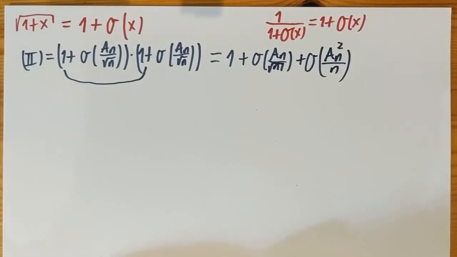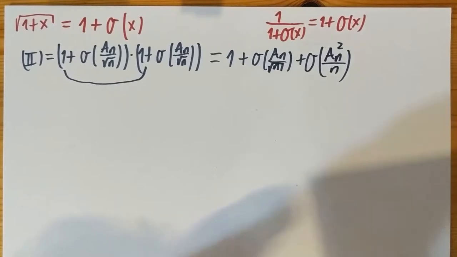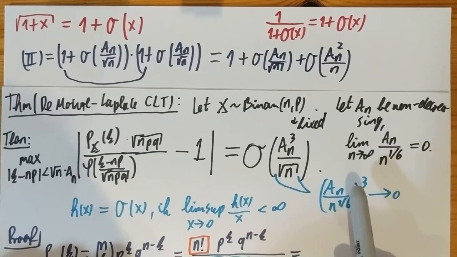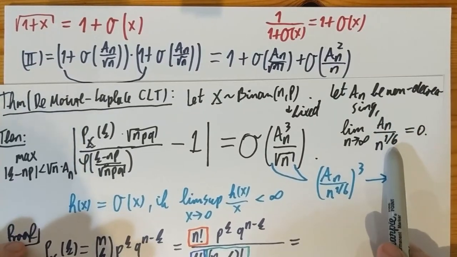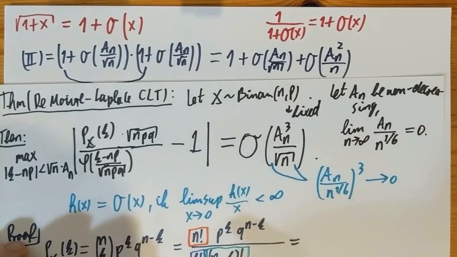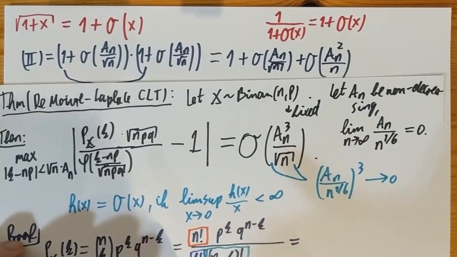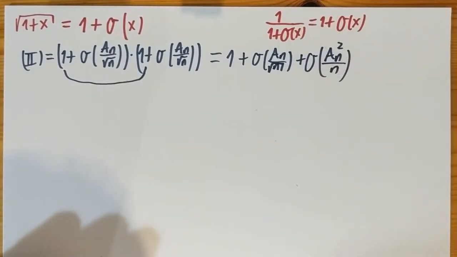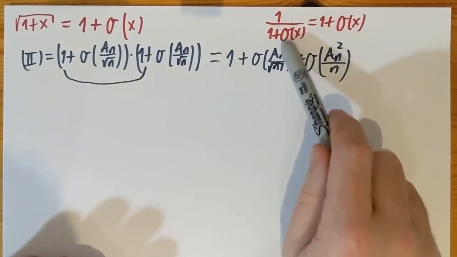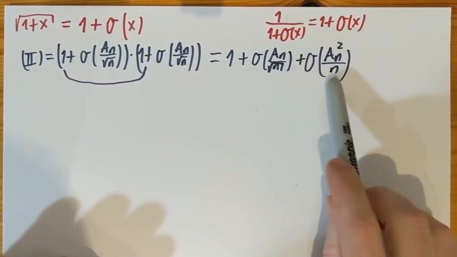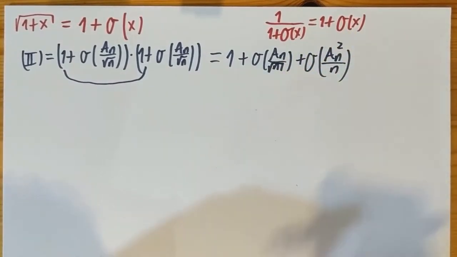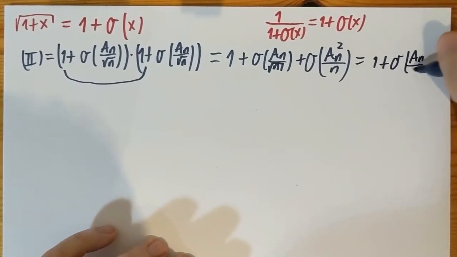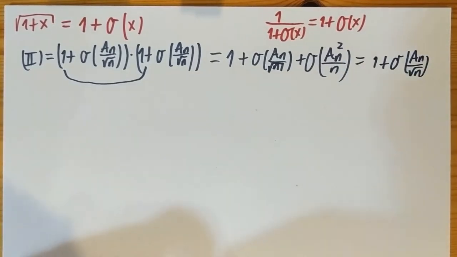However, if you look at the beginning, the statement of the theorem, we assume that an is smaller than n to the 1/6. So an over root n is smaller than n to the 1/6 over n to the 1/2, so that's really small. The square of it is much smaller. So the square of an over root n is much smaller than an over root n. So this error term is smaller than that one. It can be collapsed into there. And this is just really the leading error is an over root n. So this is term 2.